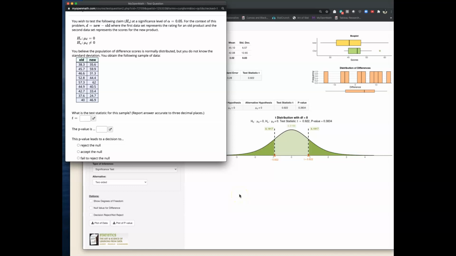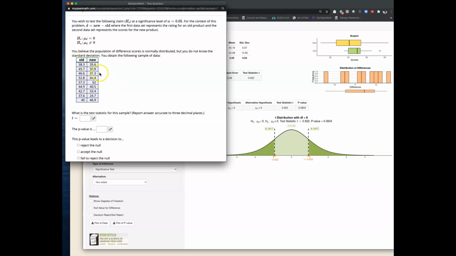This is how we'll do a two-sample paired t-test. Here's some data from the problem. You're comparing old versus new, looking at scores. And so the paired t-test is going to individually find the differences between the old and the new, versus comparing the entire groups, the mean of the entire group.